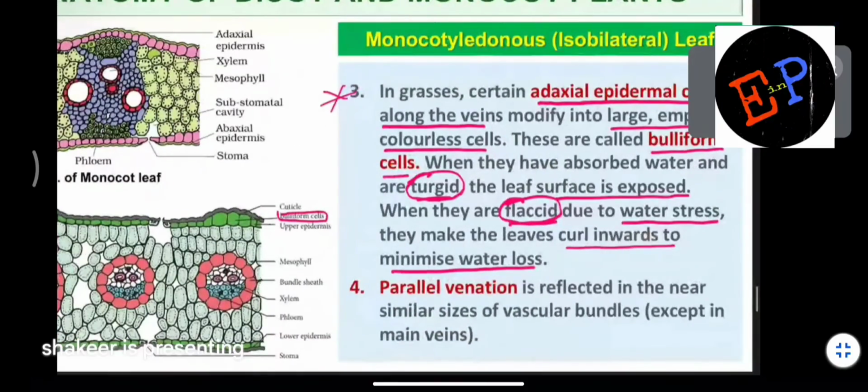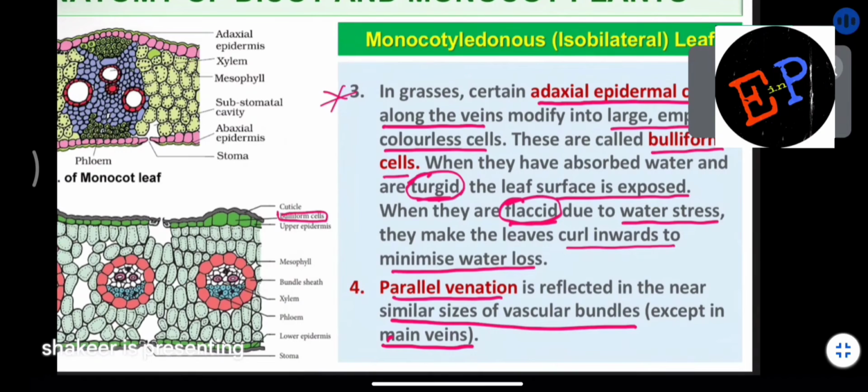parallel venation. Parallel venation is reflected in the near similar sizes of vascular bundles except in main veins. We already studied this previously in morphology of plants. What is the type of venation in dicot leaves? Reticulate venation. But monocot leaves have parallel venation. So similar sizes of vascular bundles are present except in main veins. It means almost all the vascular bundles, that is the combination of xylem and phloem, have similar sizes.